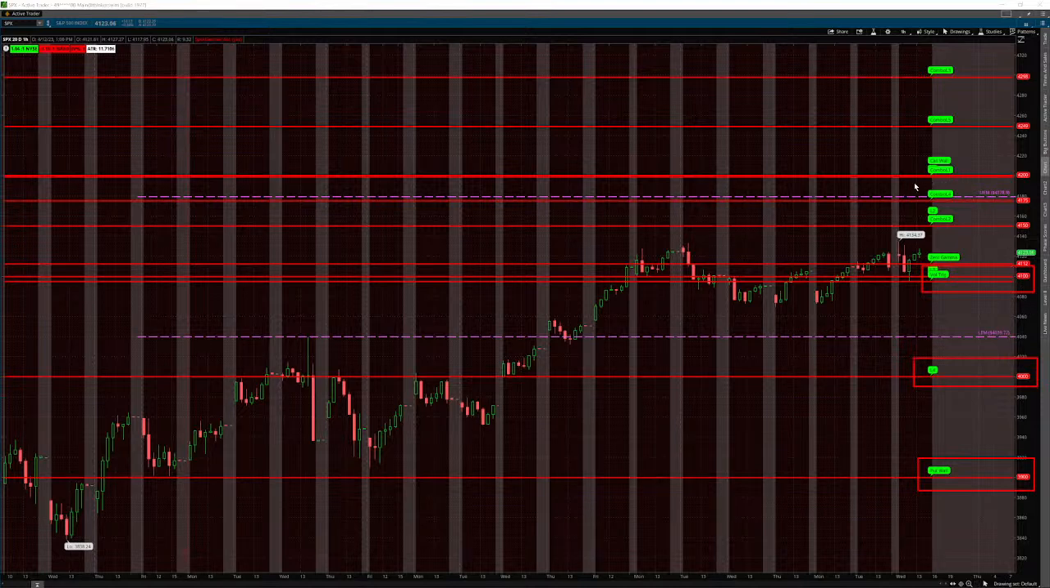And then finally, the call wall remains at 4,200. That's the strike with the largest net positive gamma that can be expected to act as resistance. So those are the key levels.